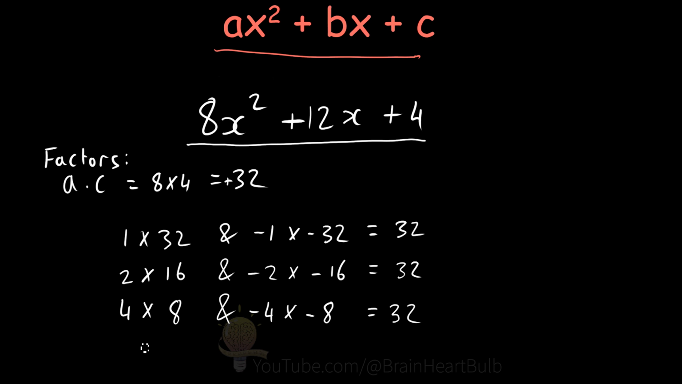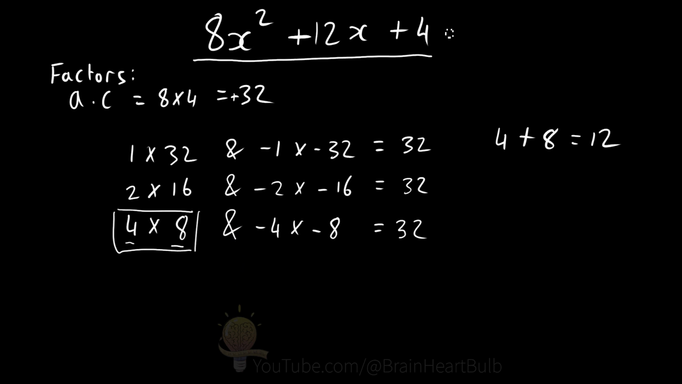So what we have to do with these factors now is see which two factors out of all of these 6 options here sum to positive 12. So what two factors here can we add together that will give us a positive 12? So we can't add the negative numbers together because we'll get a negative number as a result. But with the positive numbers, we can add 4 and 8 together. So 4 plus 8 is equal to 12. So these two factors can be used in the next part of our process here.